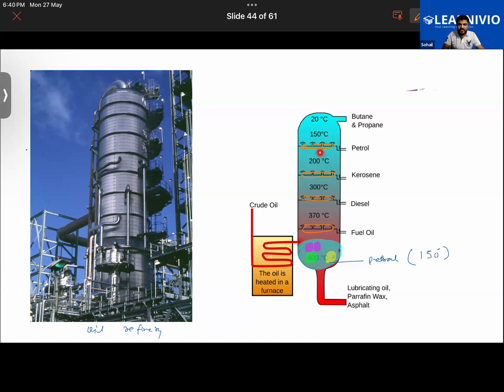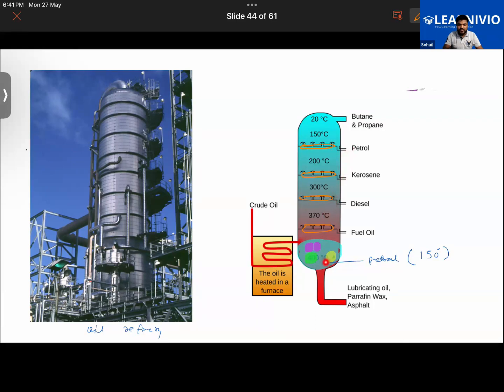For example, as butane and propane rise up due to boiling, in the higher part of this chamber the temperature is less, so thereby they will start to condense. Getting this concept? Then as petrol rises up, the temperature in the chamber is 150 degrees Celsius. So vapors of petrol will start to condense, and it will accumulate over this plate-like structure, and it can be taken out via this pipe.